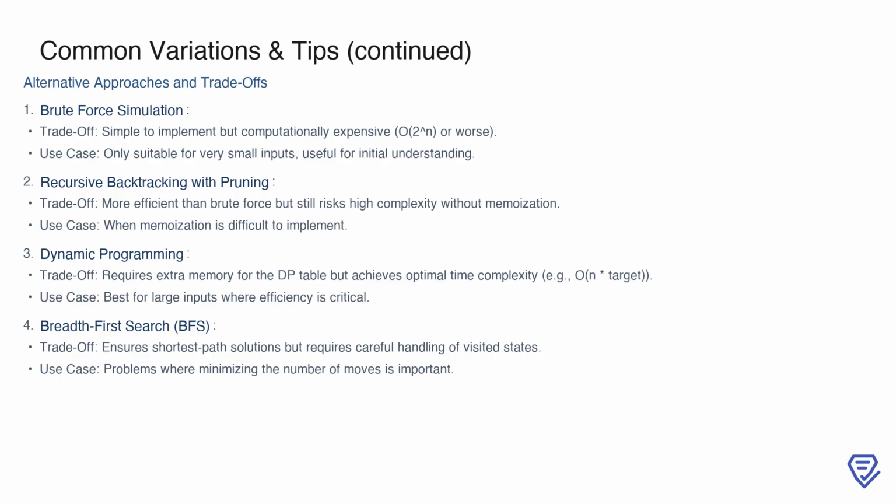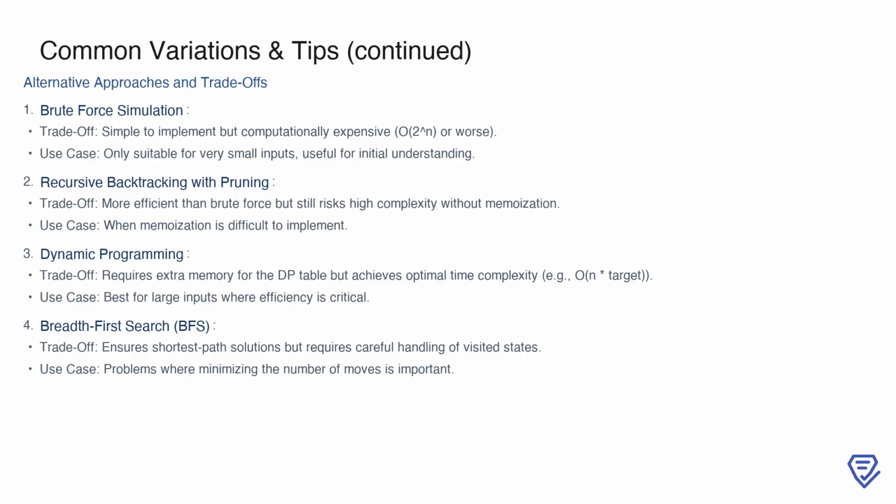Now let's discuss some alternative approaches and their trade-offs. A brute force simulation is the simplest to implement but is computationally expensive, often having a time complexity of O(2 to the power of n), or worse. It's only suitable for very small inputs and is mostly useful for gaining initial intuition about the problem. Recursive backtracking with pruning is more efficient than brute force but still risks high complexity unless combined with memoization. It's a good option when memoization is too complex to implement right away.